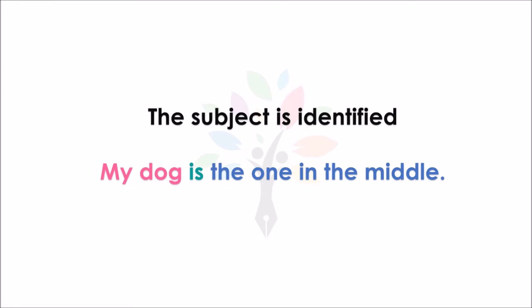In this sentence, what is happening? The subject is identified. My dog is the one in the middle. So no action is happening here. The subject is not doing any action, nor is it a description of the subject. It's just an identification of the subject, probably in some sort of group of dogs, where the owner is trying to identify their dog.